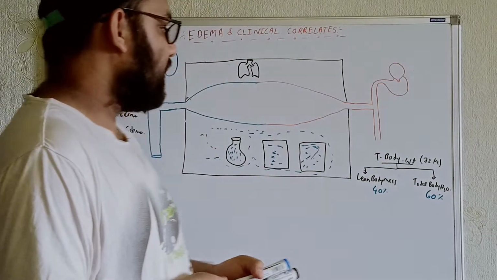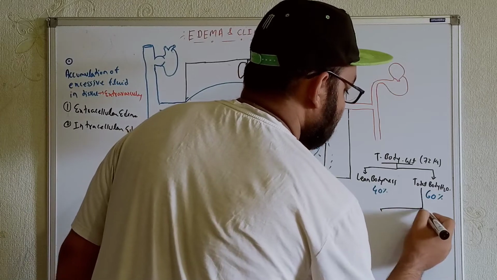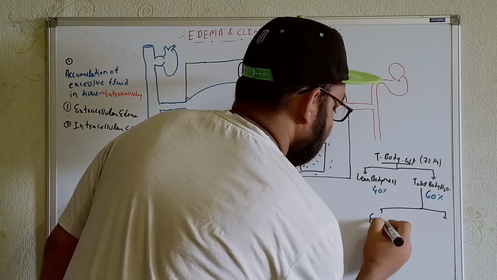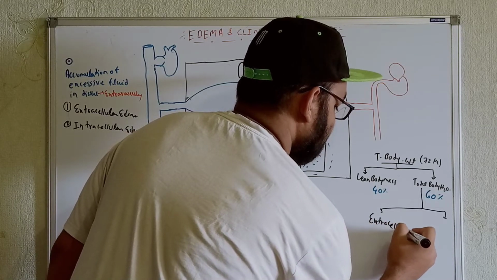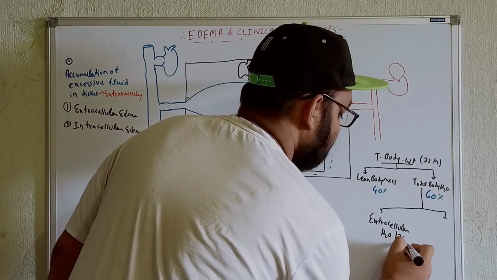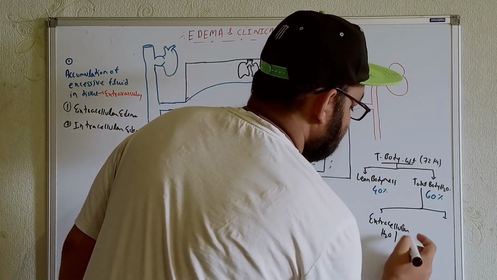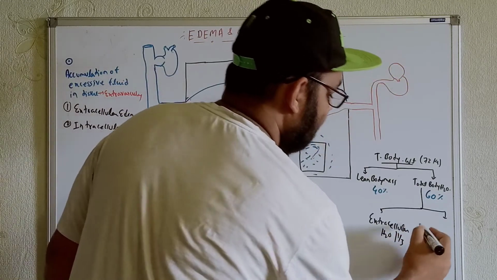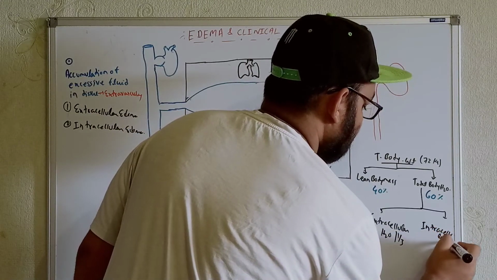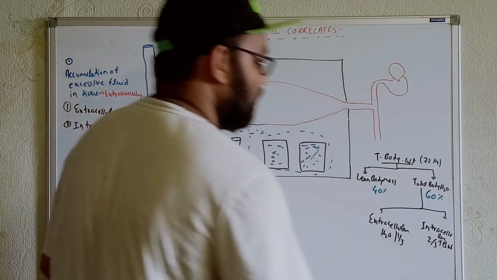Okay. Now if we classify it further in terms of the intracellular water and extracellular water. If you write it over here again, extracellular water will get 1/3 of the total body water, and intracellular will get 2/3 of the total body water.